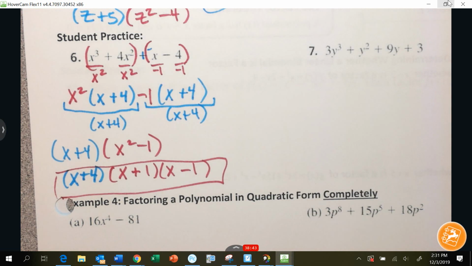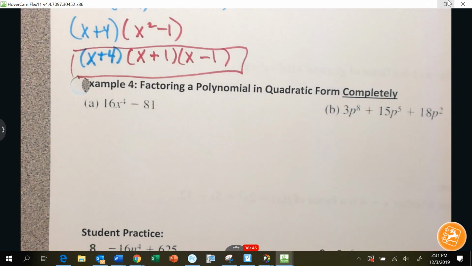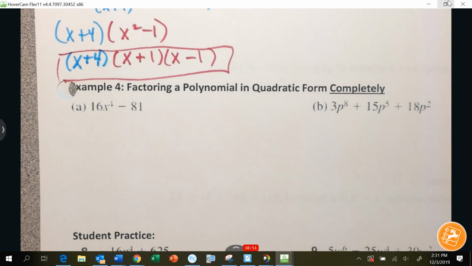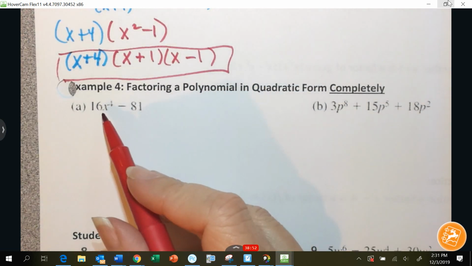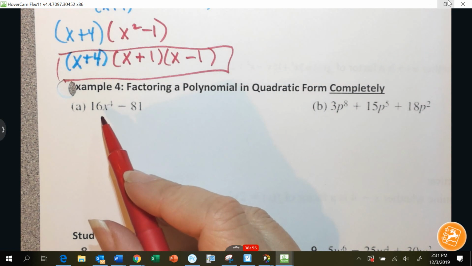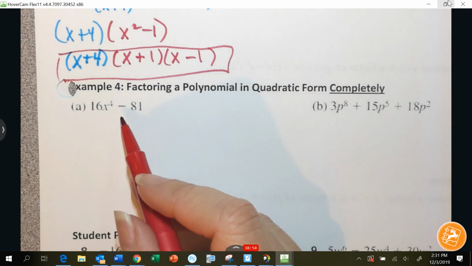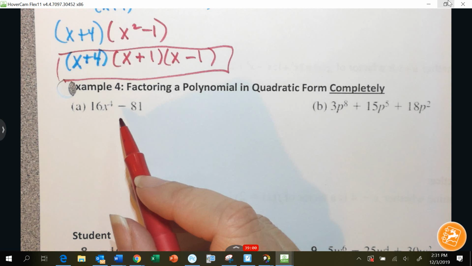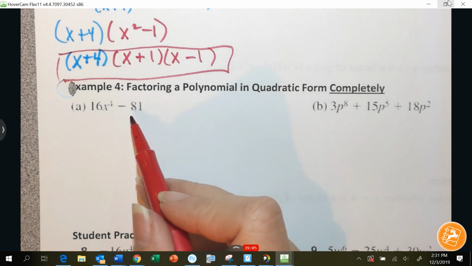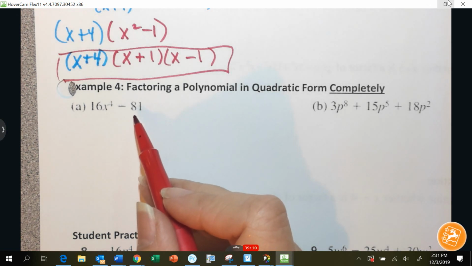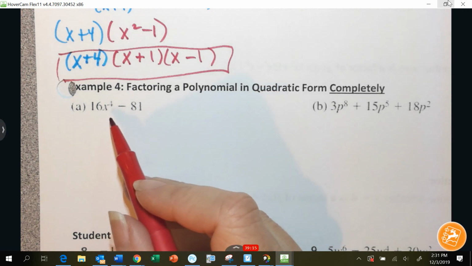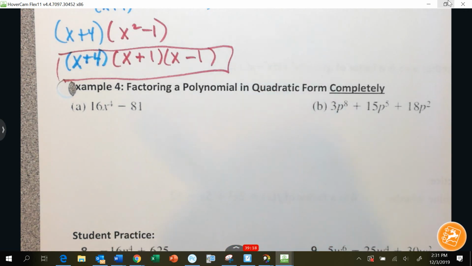Can we look at A real fast? 16x to the 4th minus 81. What's our first step? Does 16 go into 81? Does 4 go into 81? Does 8 go into 81? 9 goes into 81, but 9 doesn't go into 16. There is no GCF. We move on. It is two terms.